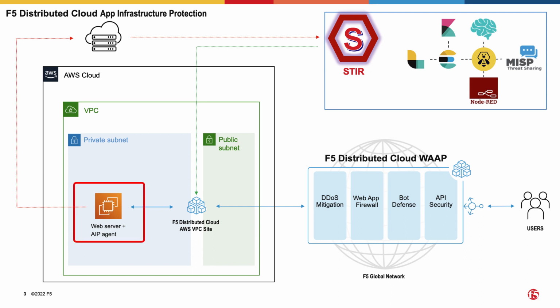We have a web server deployed on a public cloud, in this case AWS, and exposed to the internet through the F5 Distributed Cloud platform. So the client connections will be going through an F5 Distributed Cloud load balancer, then through an F5 Distributed Cloud AWS VPC site, and then to the web server. Any outbound connections originating from the web server will have to go through the same Distributed Cloud AWS site.